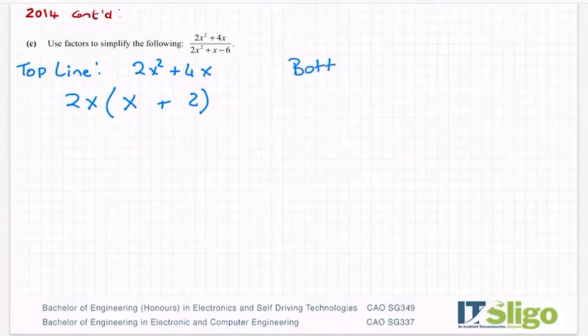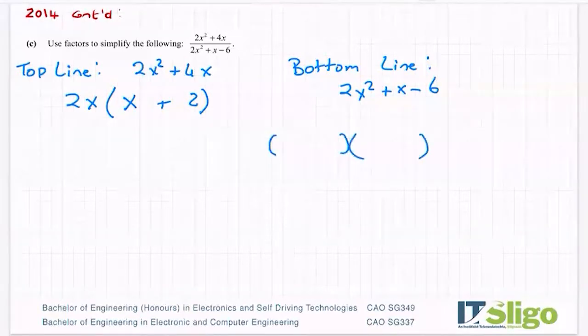Okay, so I can't write that any simpler. That's it. So I go for the bottom line. And my bottom line is 2x squared plus x minus 6. Okay, so this is a factorizing. So at some stage, I'm going to need bracket, bracket, bracket, bracket to factorize a quadratic.